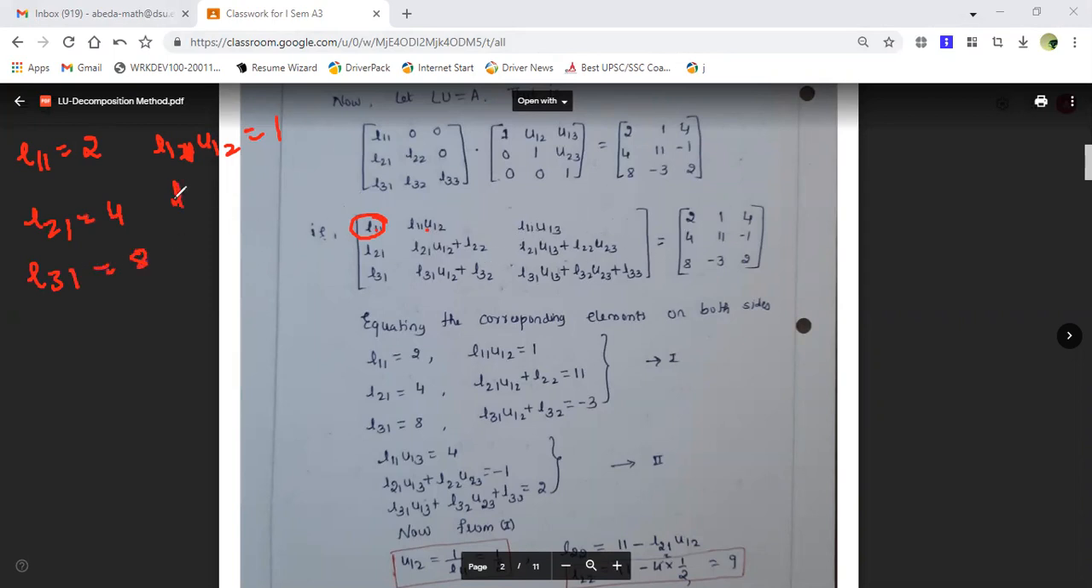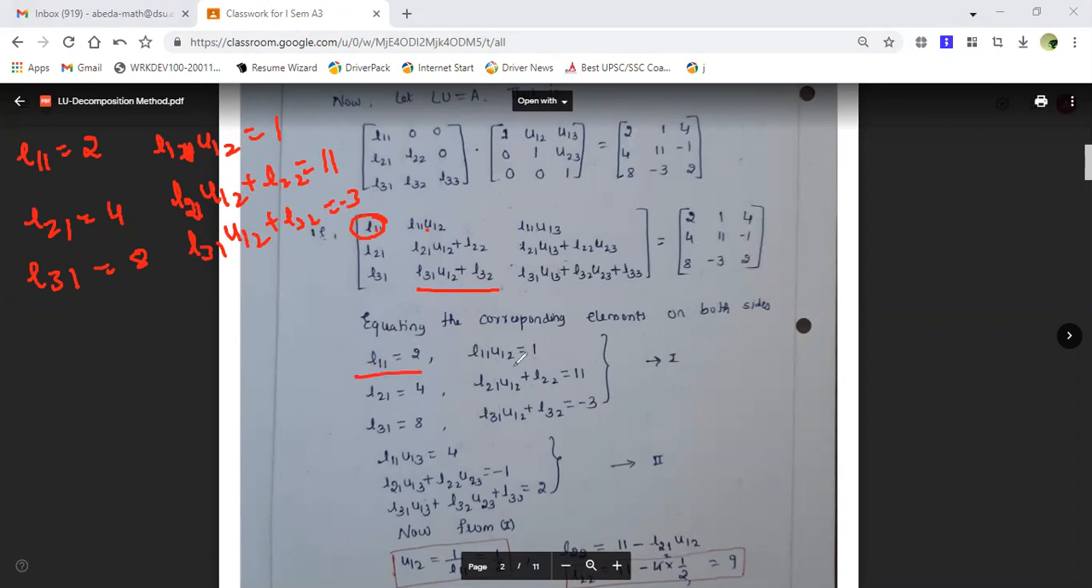Here you can see L21 U12 plus L22 is equal to 11. And similarly, this term, L31 U12 plus L32, is equal to minus 3. So let me take this as one set of equations, and similarly I will take the other coefficients as another set of equations. We will solve by using the known things to find the unknowns.